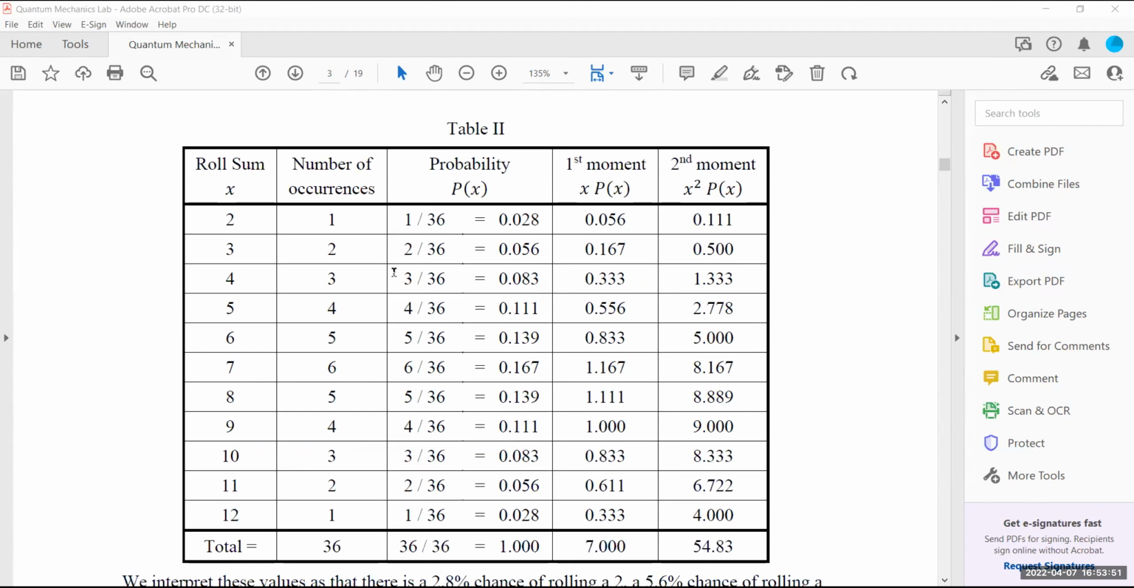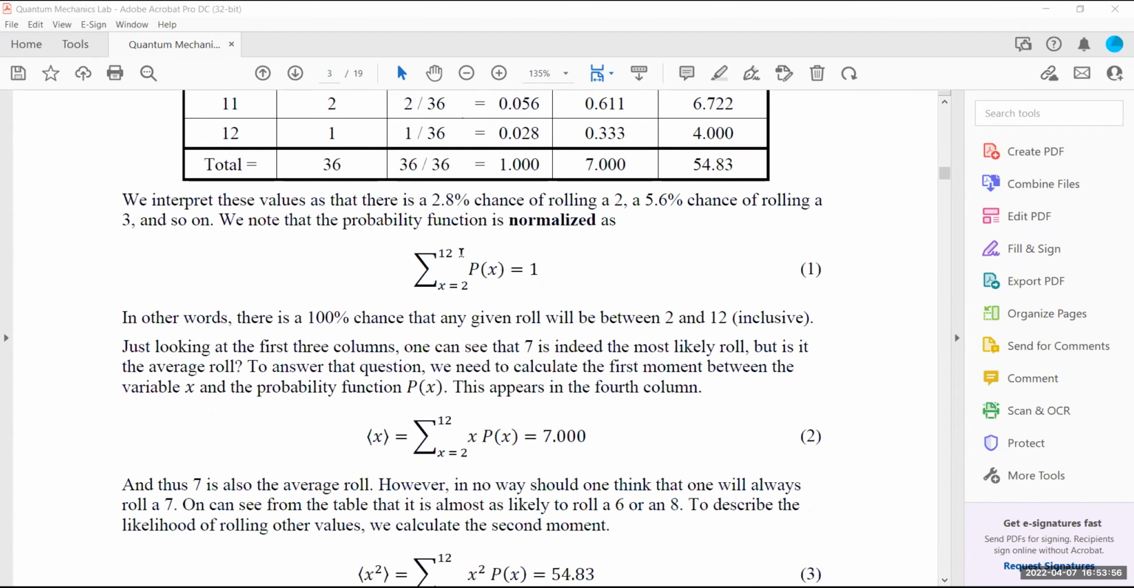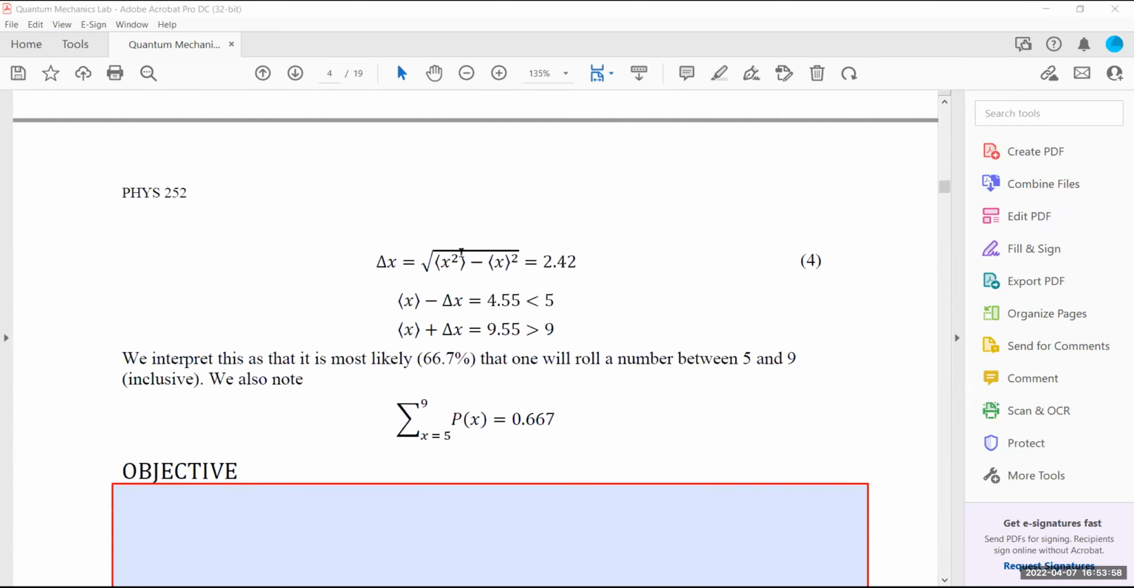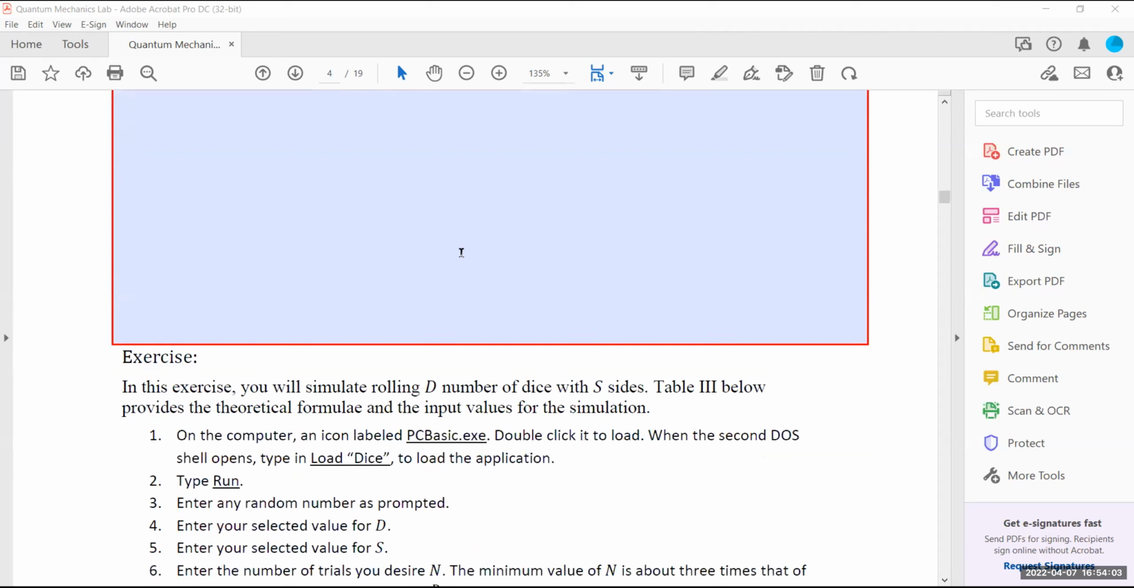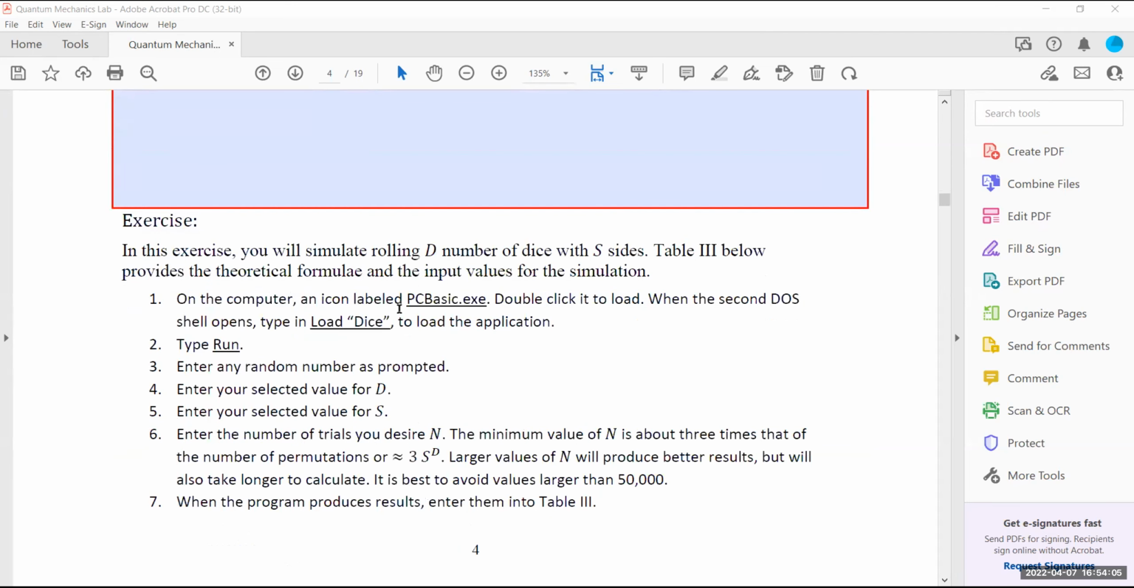And you're supposed to, this is the same data as before. This is the same step as before. And then you're going to talk about the objectives of the entire lab. Okay. Let me get into this part in here.